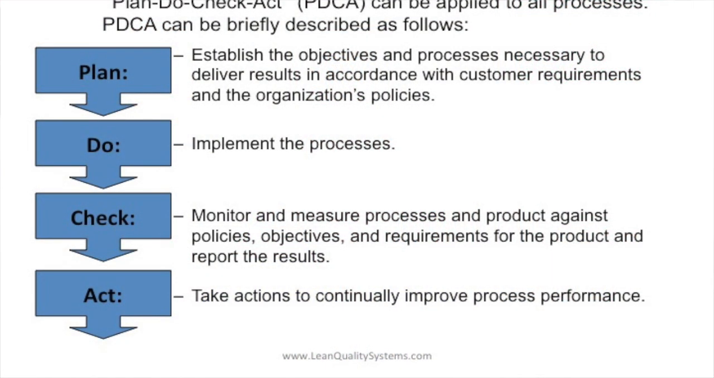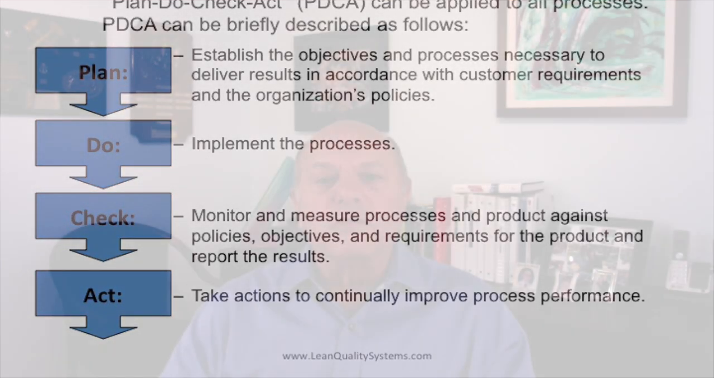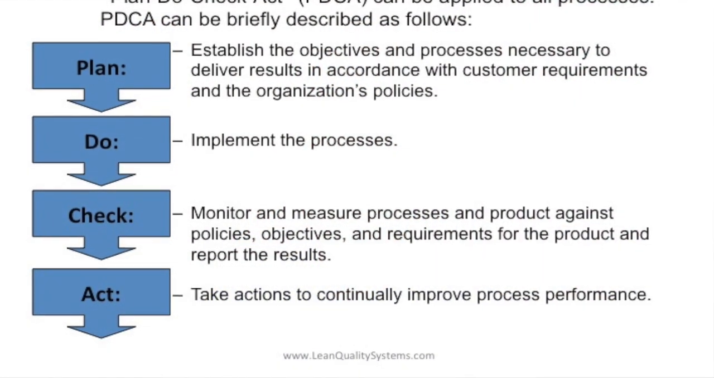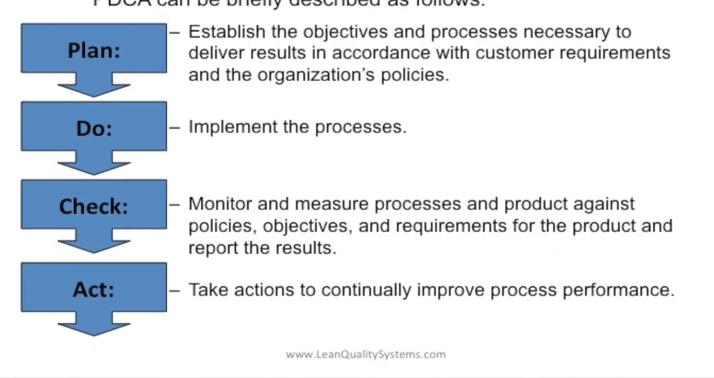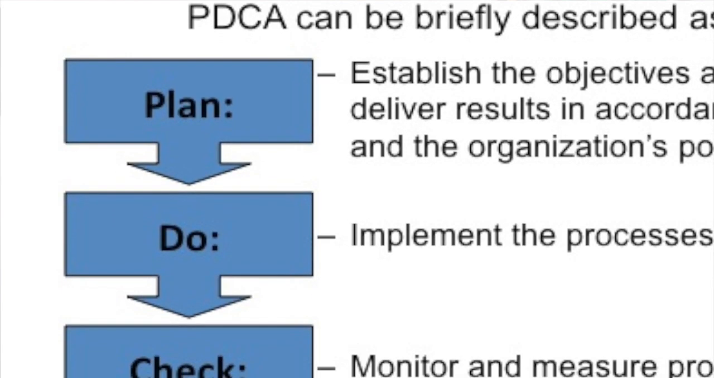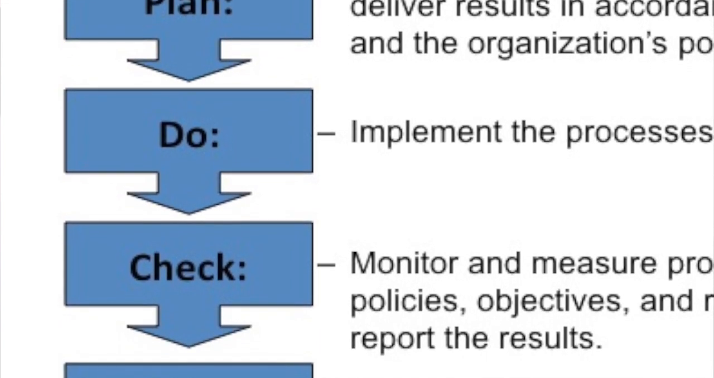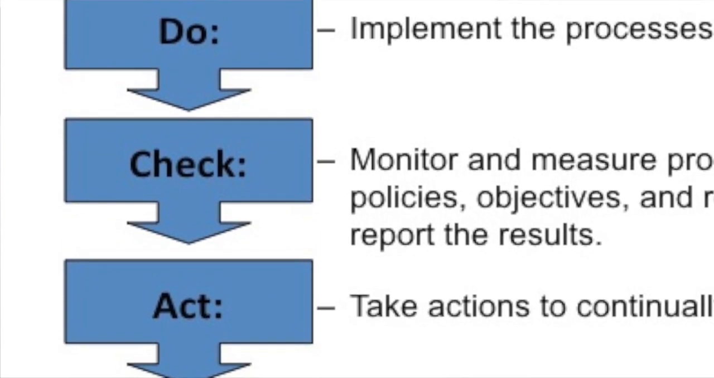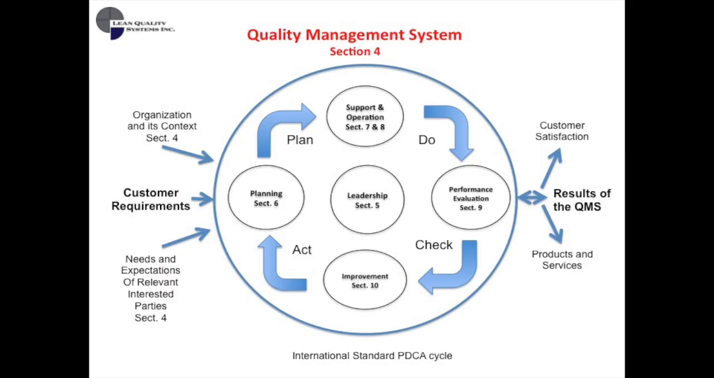And then we check that process. We monitor and measure the process and product against the policies, objectives, and requirements of the product and report the results. And then we act. We take action to continually improve the process performance. That may mean we go back up to the planning process and start all over. In other words, we adjust and correct to make sure that we actually can accomplish a PDCA. Plan, do, check, act. This is a great policy for everything. You can use it at home with your children. It's a great system.